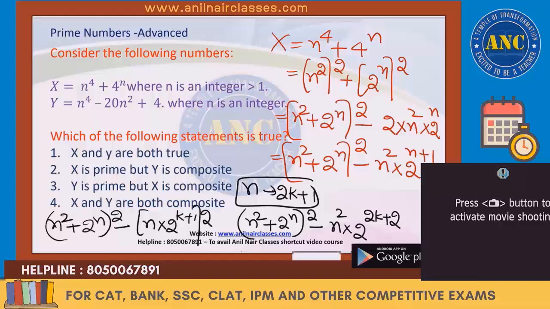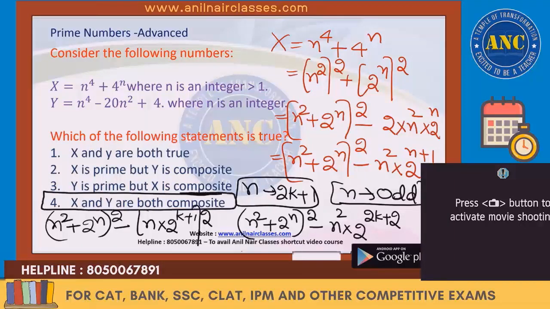Why are we taking n as an odd number? If n is an odd number, 2k + 1, again I got two factors. Even if you try 1 into p, p into 1, you will not get a prime number. So x is not prime and y is not prime. So the answer is x and y both are composite.